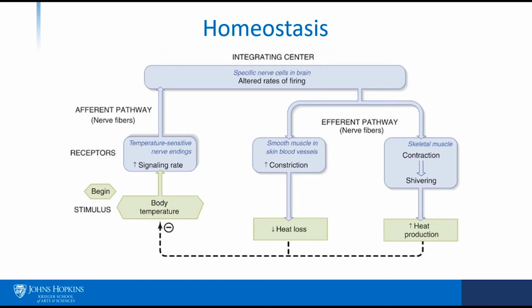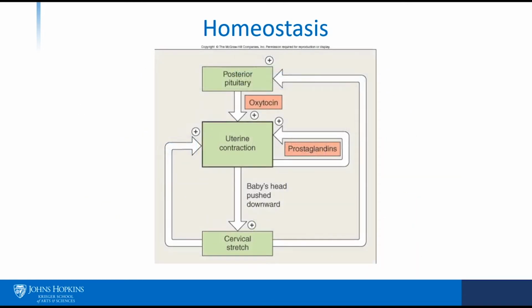That example looks like this. A growing fetus reaches a critical size within the uterus. The weight of the baby pushes down on the cervix, which causes it to stretch. The stretching has two effects. One, it positively stimulates the posterior pituitary to release oxytocin. Yes, the cuddle chemical. Two, it also positively stimulates uterine contraction. As a result, the baby's head is pushed even farther downward and further stimulates this positive loop.